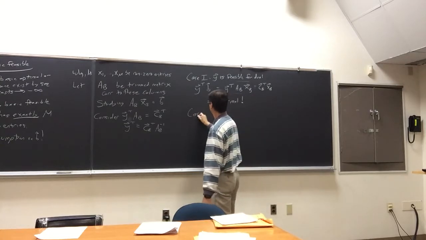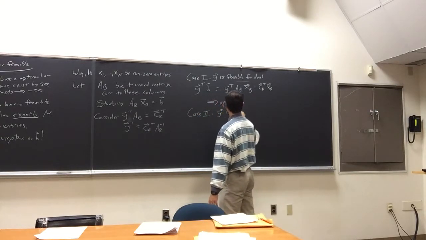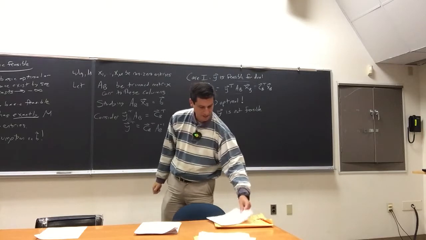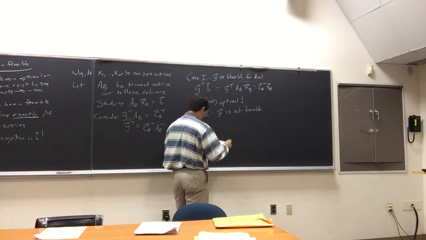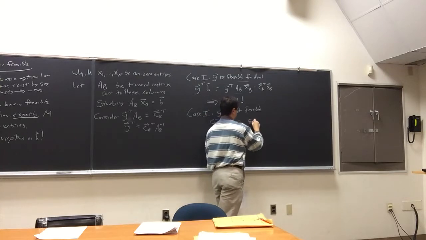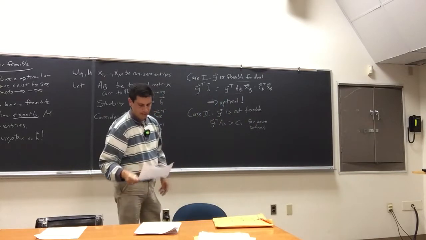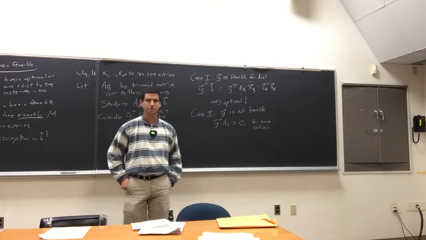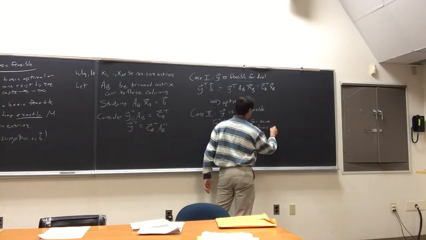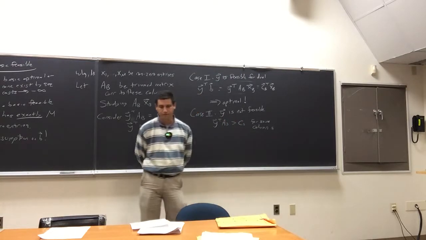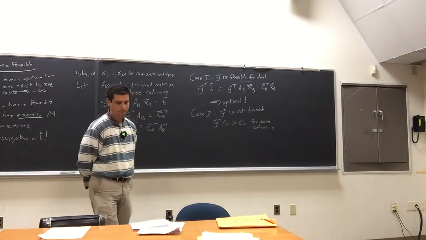Case 2, Y is not feasible. What does it mean if Y is not feasible? Then there's got to be some component where Y transpose AS is greater than CS, for some column. It's the index S. Is it still CS transpose? No, because now I'm looking at a specific entry. So if it's not feasible for the whole thing, there's got to be some column S.